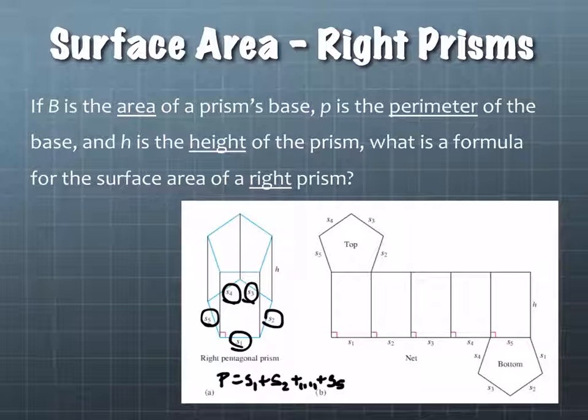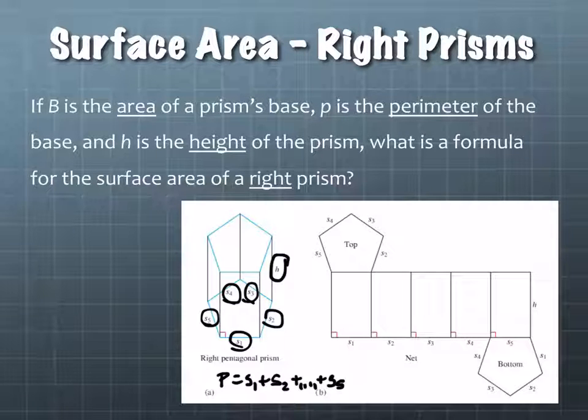Okay, I can't seem to get my dots in there right. That's my perimeter. It's called P. H is the height of the prism. You'll see that marked over here. It says, what is the formula for the surface area of a right prism?